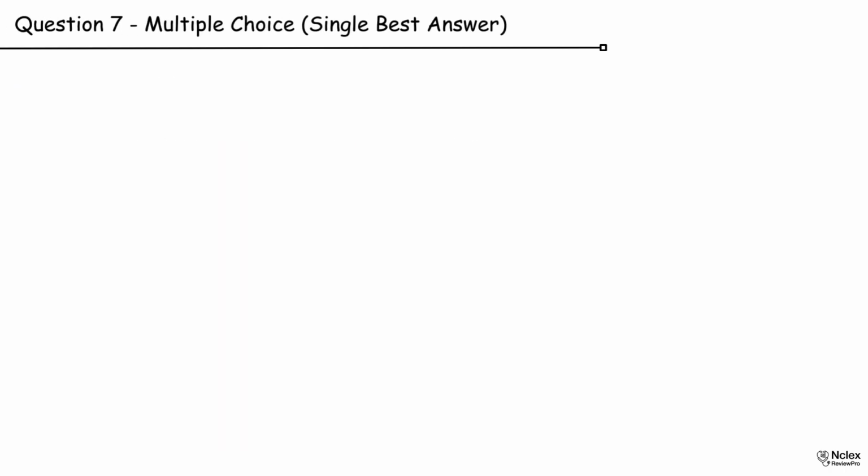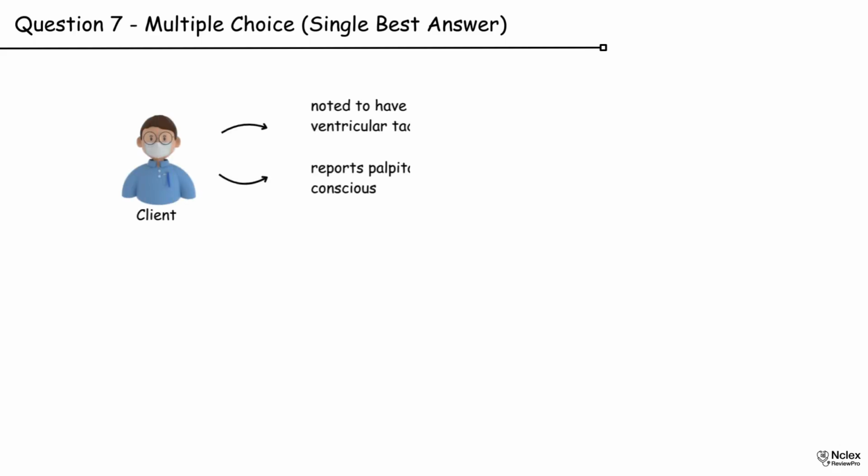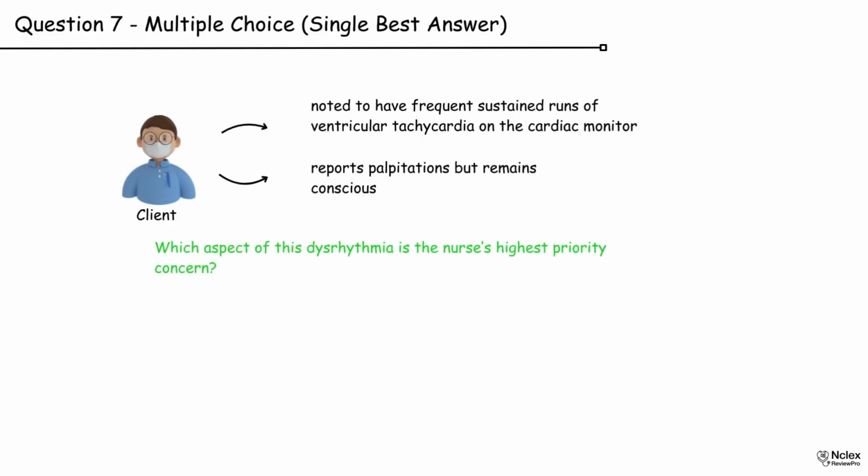Question 7. This is a multiple choice question focused on ventricular tachycardia and prioritization. A client is noted to have frequent sustained runs of ventricular tachycardia on the cardiac monitor. The client reports palpitations but remains conscious. Which aspect of this dysrhythmia is the nurse's highest priority concern?